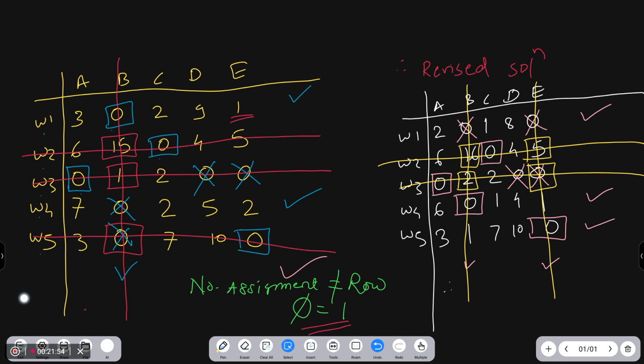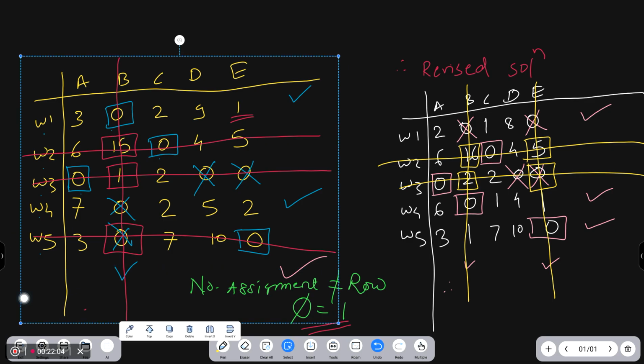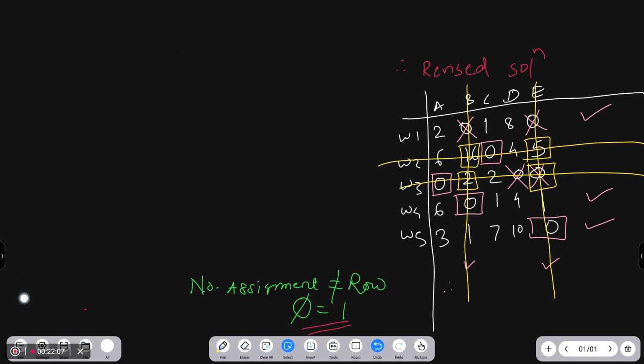After drawing the line, you have to find the smallest element from the uncovered area. Which is the smallest value again? 1. The same rule you have to follow, right? So can you tell me what is the revised solution then? What is the revised solution?